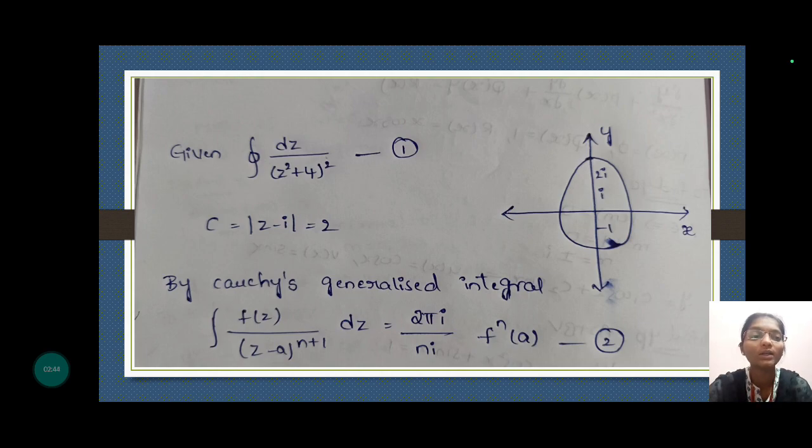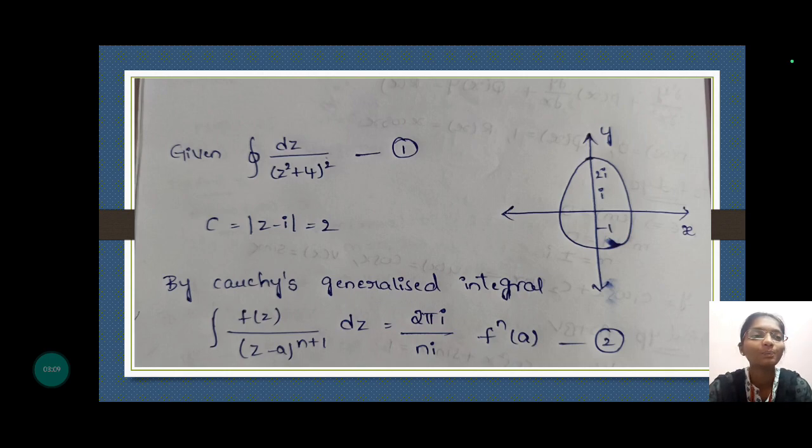By Cauchy's generalized integral formula, the integral of f of z by (z minus a) whole power n plus 1 dz is equal to 2 pi i by n factorial into f power n of a. Let us take it as equation 2.